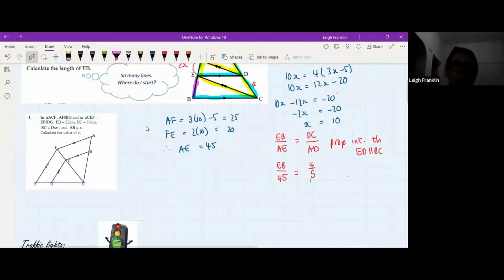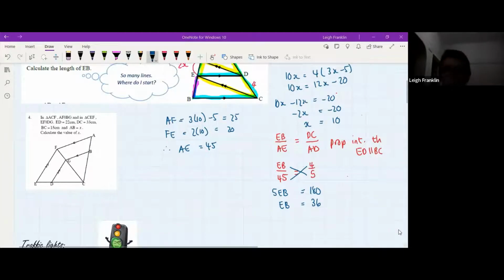All right, and now we're going to cross multiply. Okay, so that gives us 5 EB is equal to 180, divide both sides by 5, and EB will be 36 units. Good. Okay, so now there's a question.